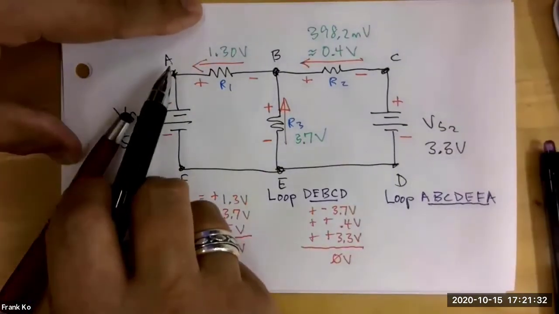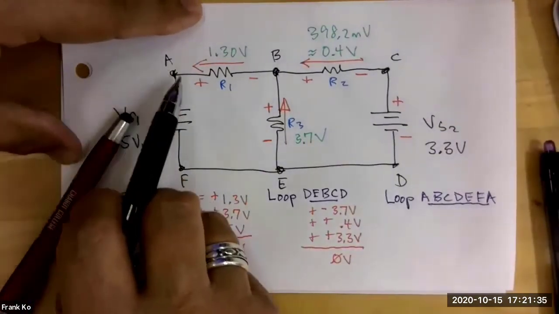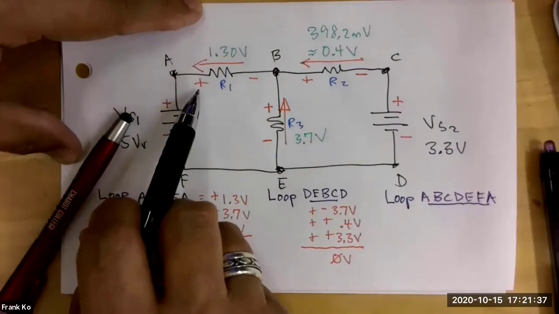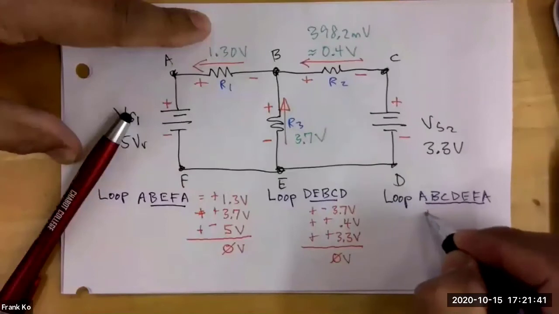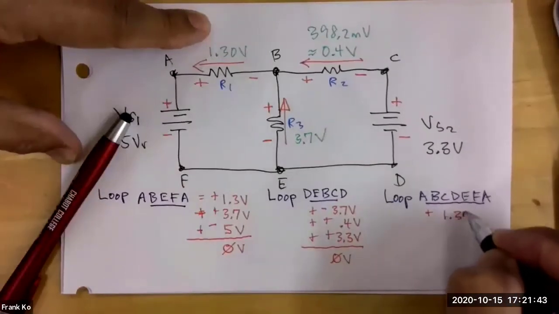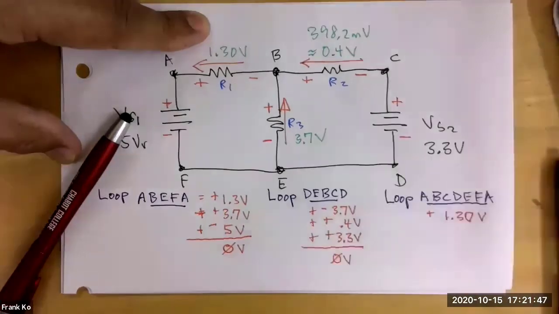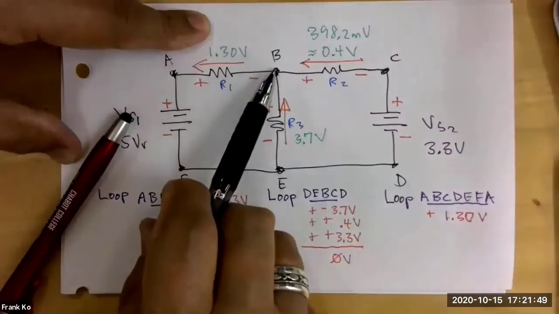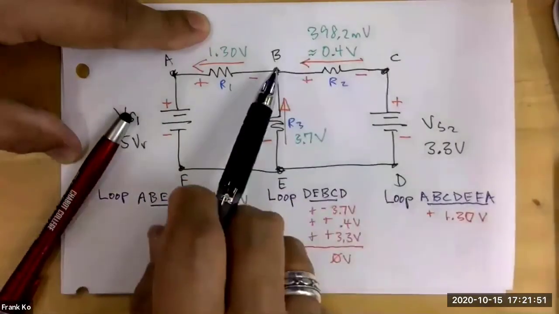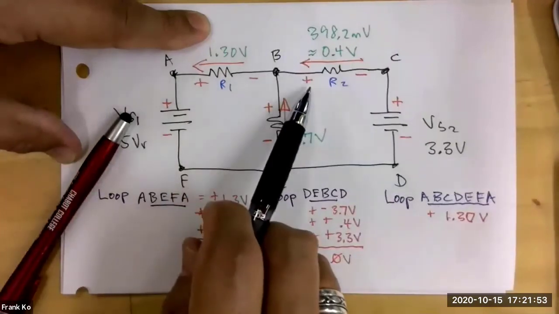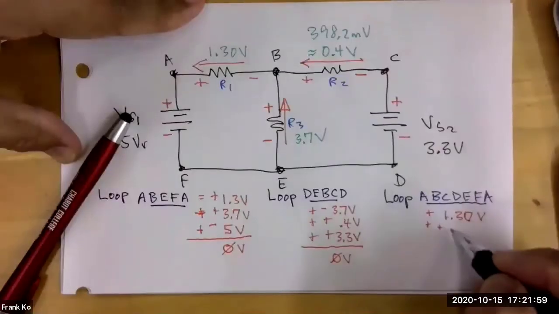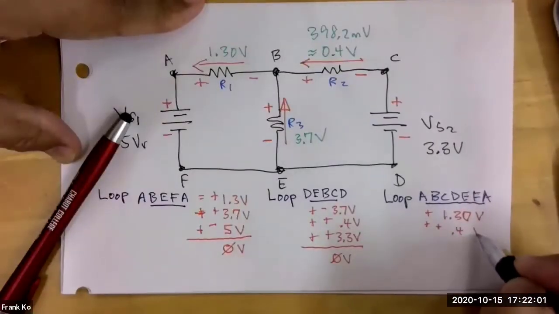Jacqueline, we're at point A. We are now moving to point B. What polarity do you encounter? Positive 1.3 volts. Okay, so we're going to start off with a positive 1.3 volts. Okay. At point B, we're going to move towards point C. So what polarity do you encounter? Positive 0.4. And what value? Okay, so we're going to now add a positive 0.4 volts.